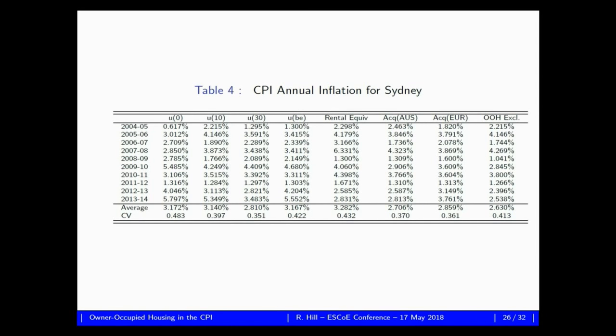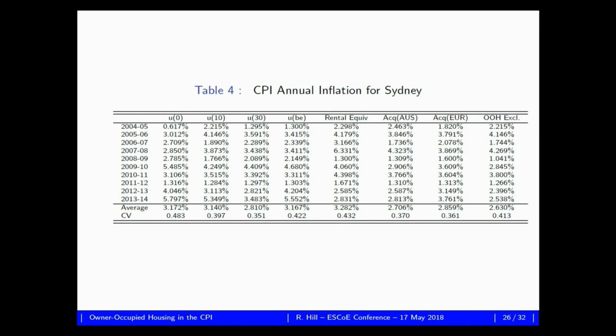Now, here we actually have the CPI. What are the implications for the CPI? We have 2.63% average over the period 2004 to 2014 if you exclude OOH. If you do acquisitions the Australian way, you get 2.7%. So this is what I mean, it's hardly worth the bother of doing the Australian way. Acquisitions the European way is a bit higher, 2.85%, because then you've got the price index, which includes land. And then rental equivalence is the highest here because rents were rising faster than house prices.